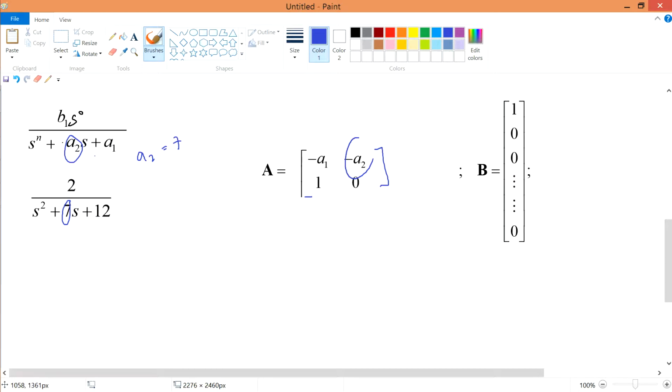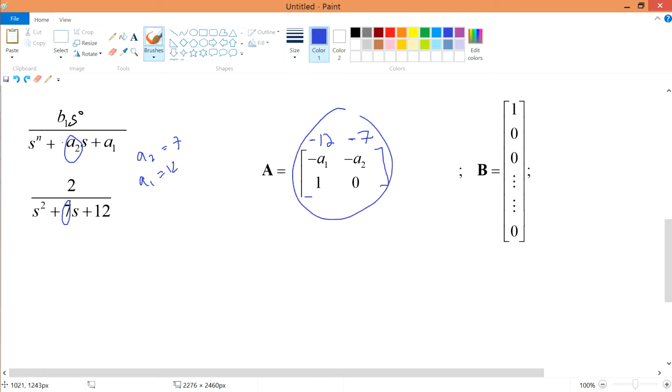So in the canonical form we can say that it's minus a2, so you can write it as minus 7. For a1 equals 12, as we've seen over here, minus a1, so I'll just simply write it as minus 12, right? Because it's the standard minus your a1. Your a1 is 12, so minus 12.